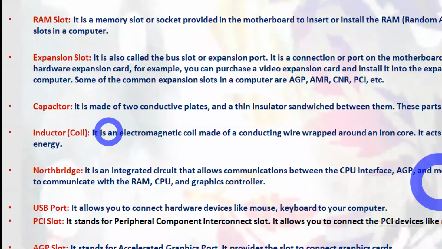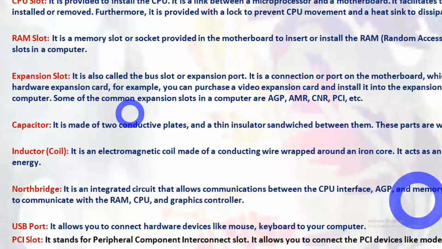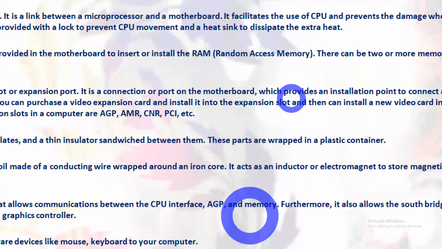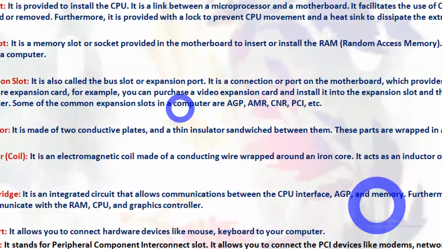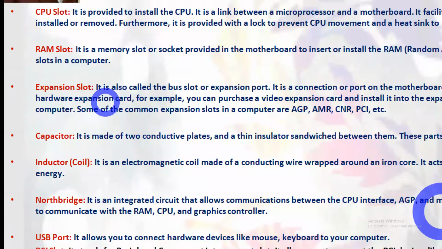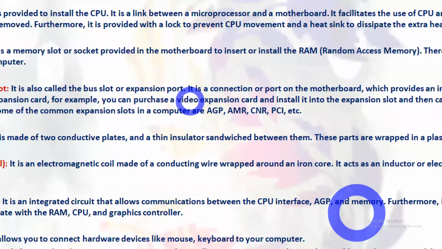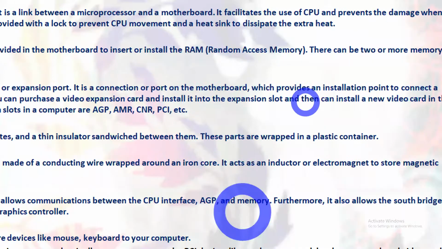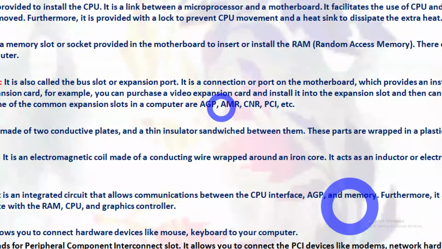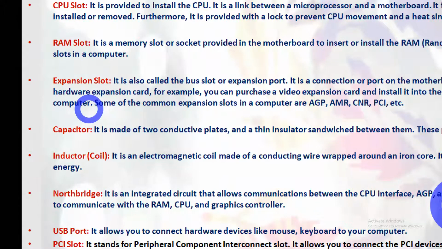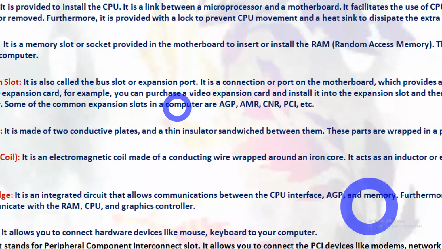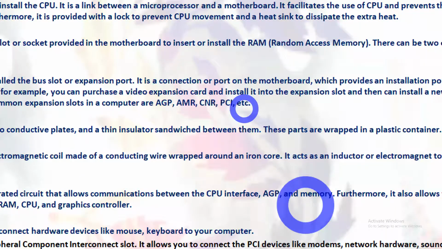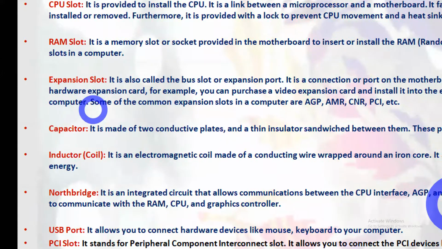Expansion slot is also called the bus slot or expansion port. It is a connection port on the motherboard which provides an installation point to connect a hardware expansion card. For example, you can purchase a video expansion card and install it into the expansion slot, installing a new video card in the computer. Some common expansion slots in computers are AGP, AMR, CNR, PCI, and so on. These are various expansion slots in the motherboard.